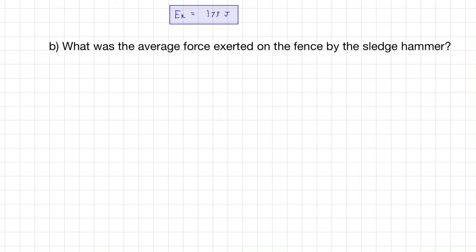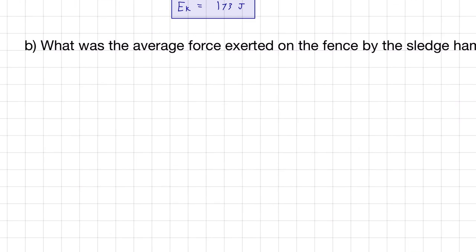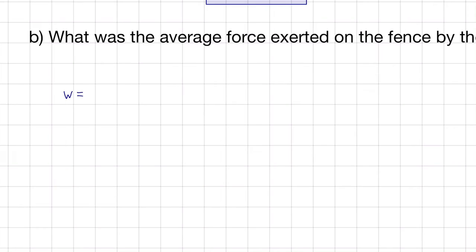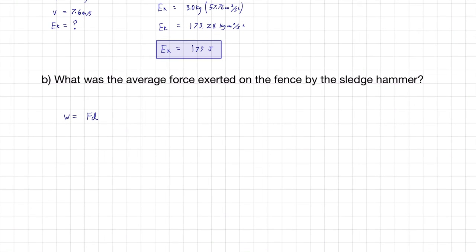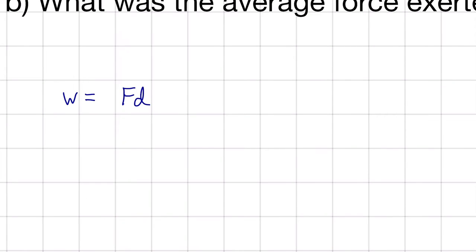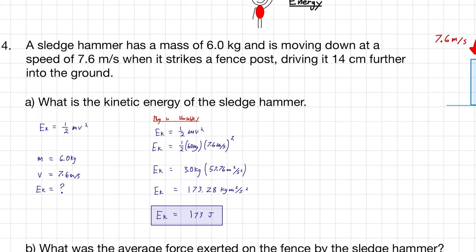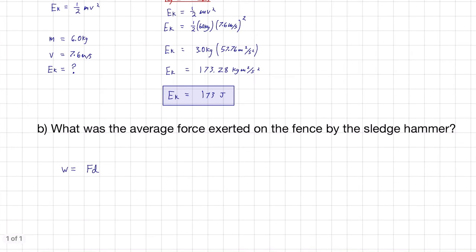Okay, now let's move on to the next one, where it asks us, what was the average force exerted on the fence by the sledgehammer? So the formula we're going to use in this step is that work is equal to force times distance. And let me explain that. Work is force applied and moving through a certain distance. So the fact that we applied a force and drove the fence post 14 centimeters into the ground tells us that work was done.